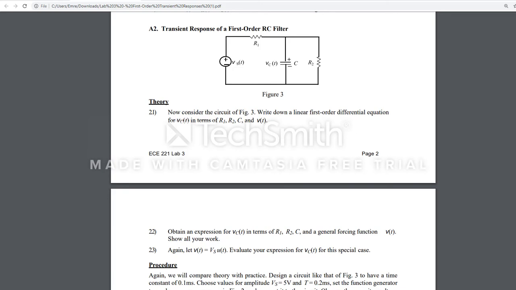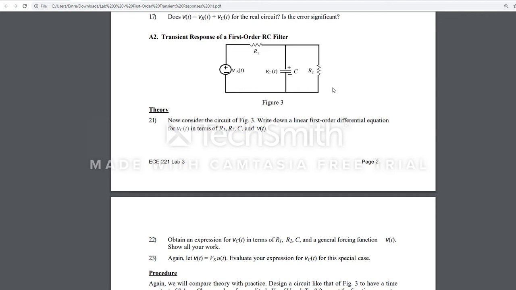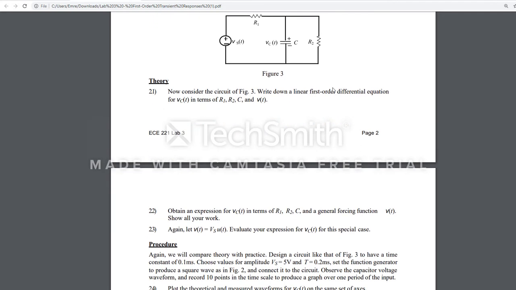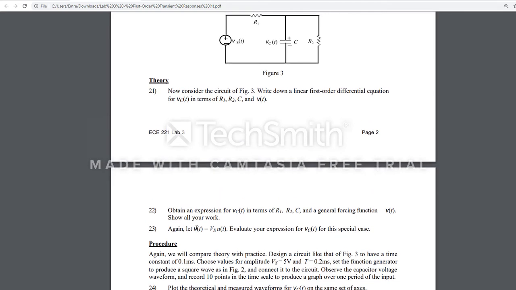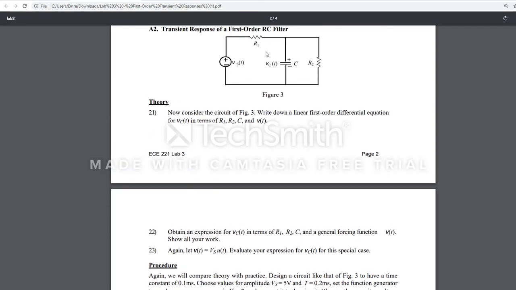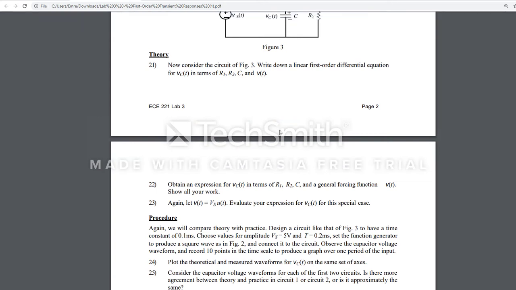Okay, in the second part of the lab, we will create this circuit, a first order RC filter, a bit more advanced and complex than the first one. So we will again design a circuit, again with a time constant of 0.1 millisecond. However, we cannot use the values we picked for the previous circuit because now we have two resistors connected in parallel. Now let me explain what that means.